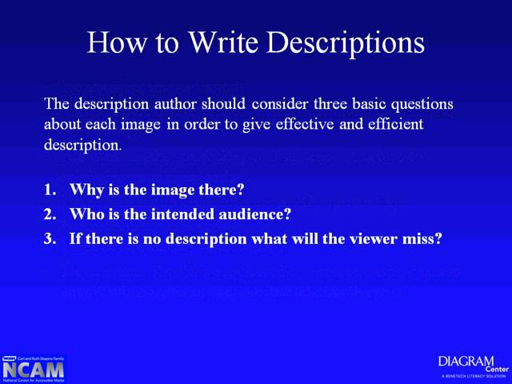And they're very simple questions. One is, why is the image there? Who is the intended audience? And those are really context questions again. And then 3 is, if there is no description, what will the viewer miss? And notice that number 3 doesn't say, how do I include all of the visual information in this written description? It's almost the reverse. It's, if there's no description, what will the viewer miss? In other words, what are the most important elements of this image that I need to get across to the reader of the alt text?